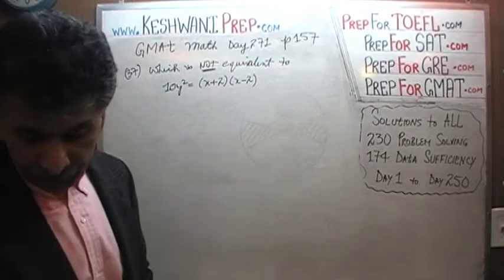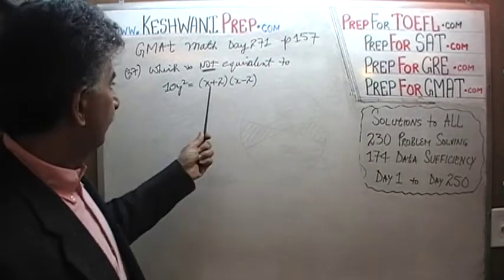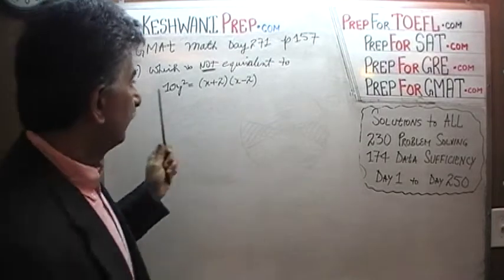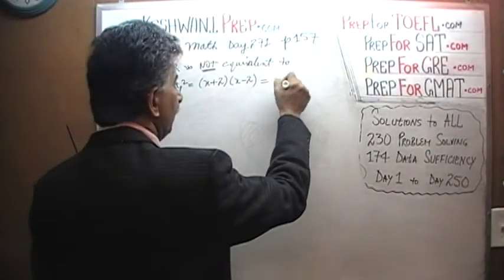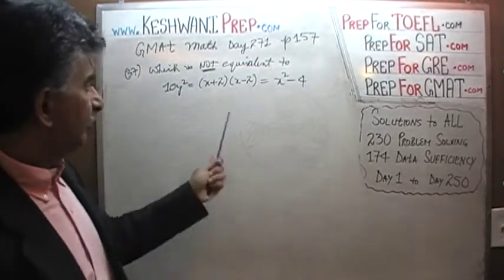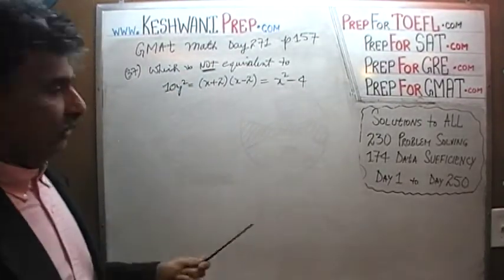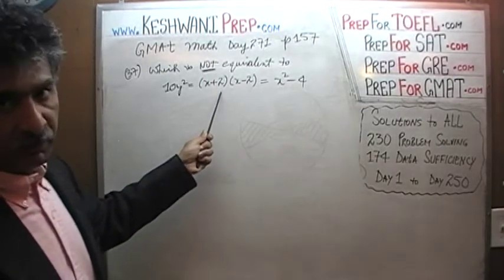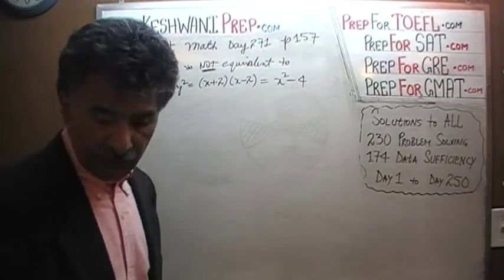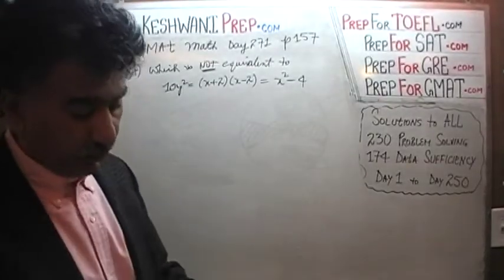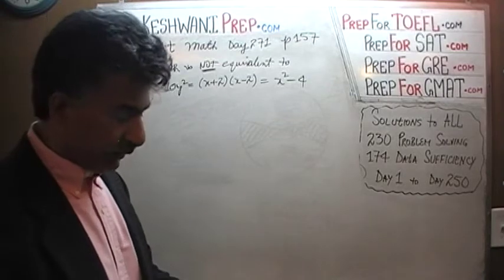The very first thing we need to recognize before we do any work at all is that this comes from the difference of two squares. x plus 2 times x minus 2 is also equal to x squared minus 4, x squared minus 2 squared, which is where we get x plus 2 times x minus 2. The question is, among the 5 answer choices, which of the following is not equivalent to this term? In other words, 4 of them are equivalent to this equation, but written in a different form. They are the same equation incognito.